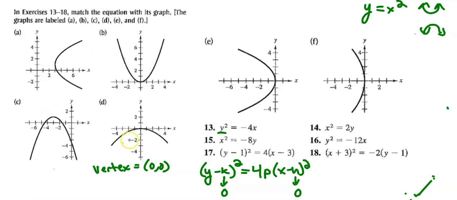Well, that throws out A through D there. Only E and F open up left or right. In fact, they both just open up to the left, and they have vertices that are at the origin. All right, so that's the vertex.